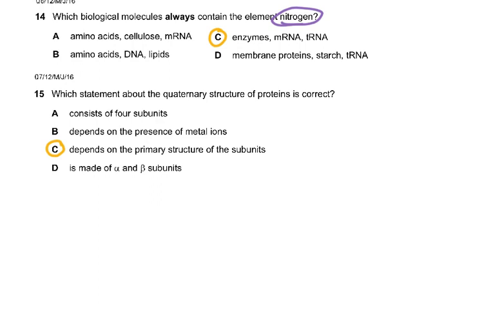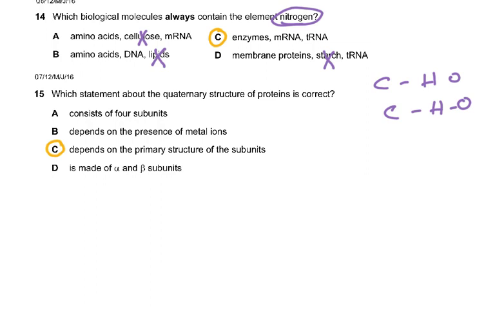So cellulose was wrong. This is where you have to be careful. Lipids was wrong. Starch was wrong, because that's a carbohydrate. Carbohydrates have carbon, hydrogen, and oxygen. Similarly, fats have carbon, hydrogen, and oxygen. So nitrogen is only present in number one, protein.